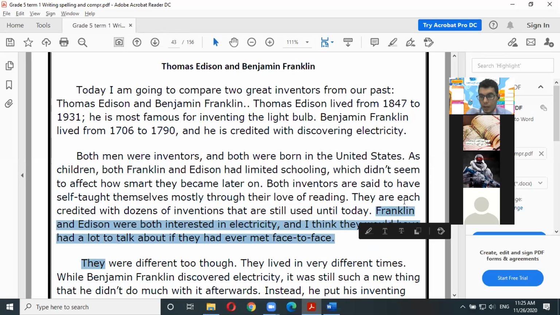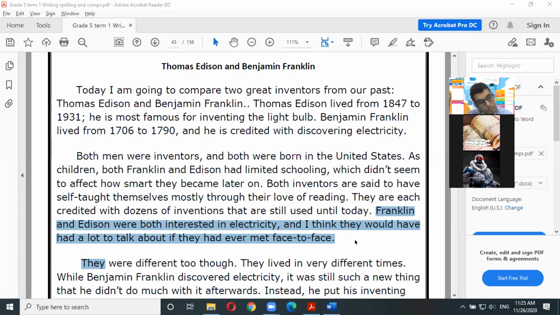Here I need Adam, Ahmad, Layla. Adam, start reading, please. Franklin and Edison were both interested in electricity, and I think they would have had a lot to talk about if they had ever met face to face.